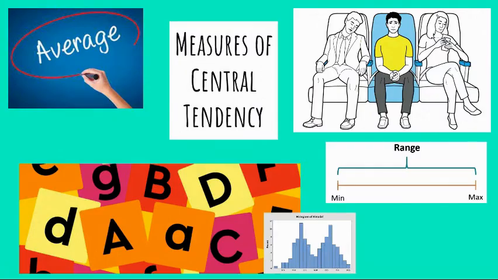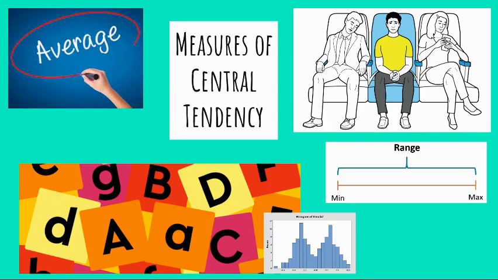Another form of descriptive statistics is what's called our measures of central tendency. And we have multiple measures of central tendency. We have our mean, our median, our mode, bimodal, as well as range. Our mean is our average. This is our statistical average. This is if we take all the numbers in our data set, divide them by the number of numbers in the data set, whatever number that is, that's our mean, our average.